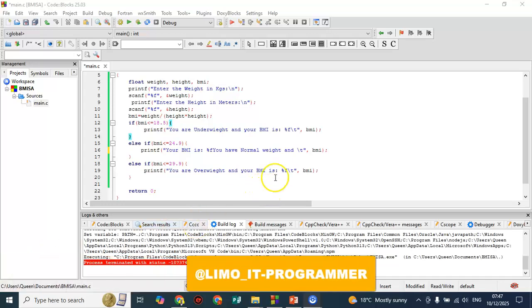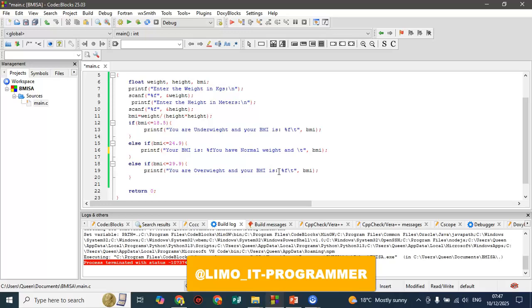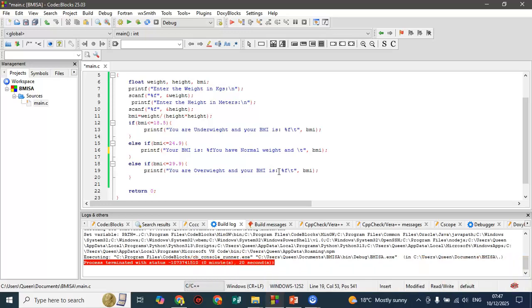Well, we proceed from where we had left in the first tutorial. So now we were just about to test our program, but before we do that, we need to realign. Let's realign so that instead of you being told that you are overweight and your BMI is this, let it be the other way around, where it says your BMI is and you are. I think that would be better.